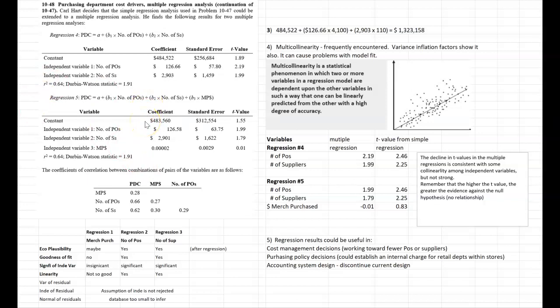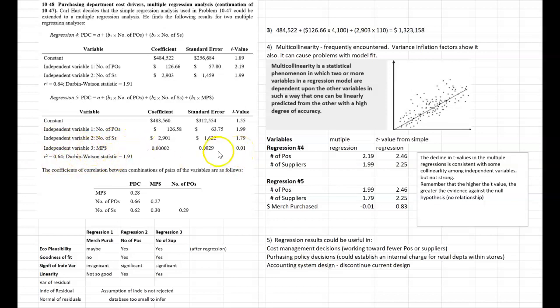Now the last one, regression 5, adds purchasing dollars to the 2 other independent variables. And that has a t-value of minus 0.01. And that means its slope coefficient is insignificantly different from 0. Okay? So the R square in regression 5, 0.64, is the same, implying that the addition of a third variable didn't add any explanatory power to it. Okay, it didn't help anything.